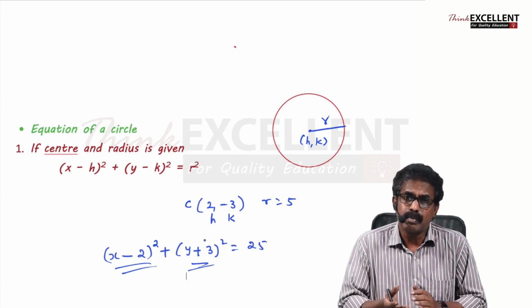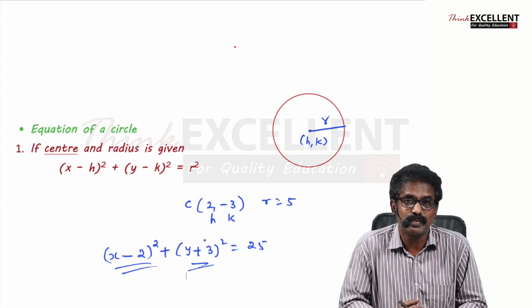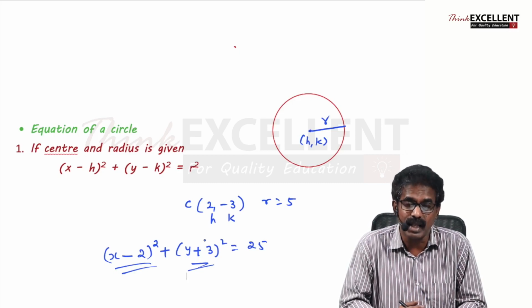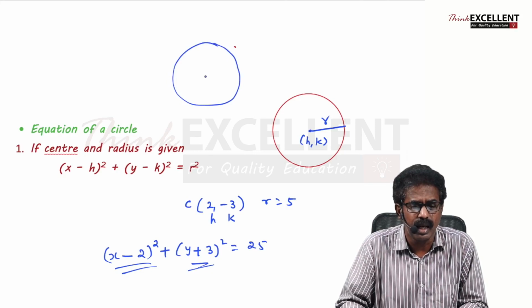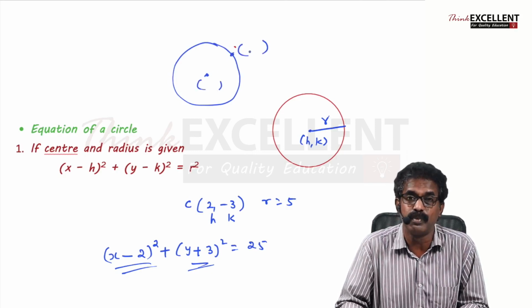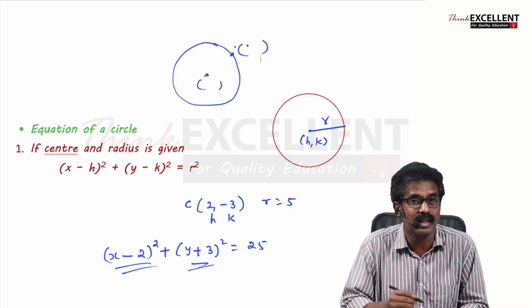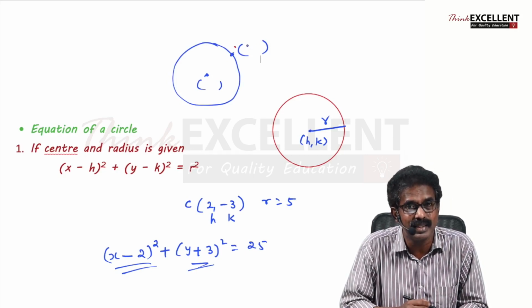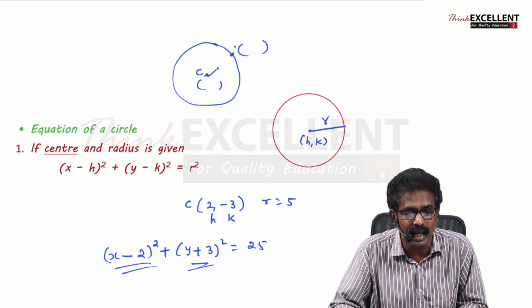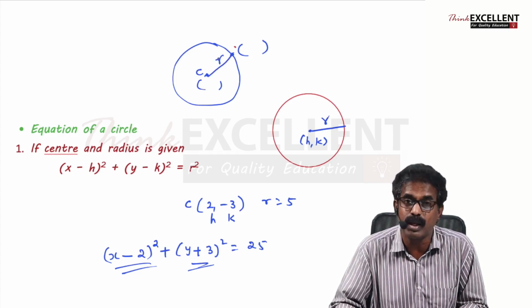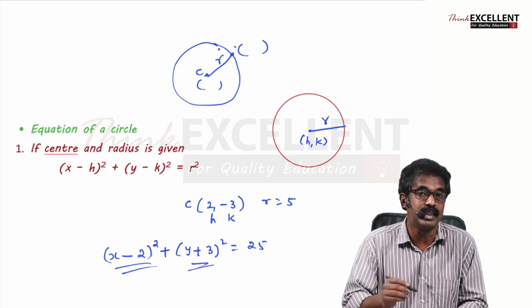Sometimes they won't give the radius. Instead of that, they give the center and a point on the circumference. Can you find the radius? Yes. The distance between the center and the point on the circumference is the radius. So you can use the distance formula.